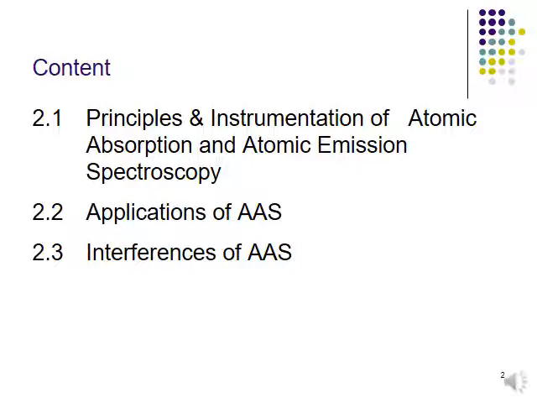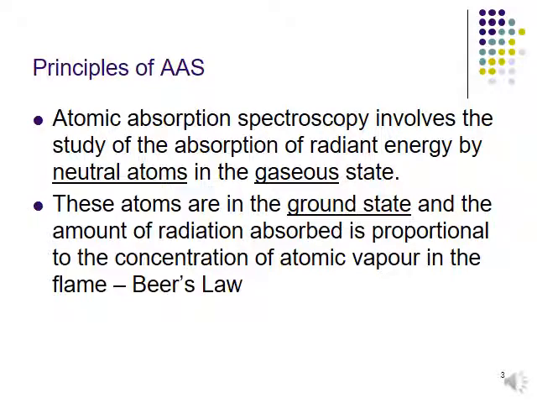So as you can see, there are two different instruments. The first one is atomic absorption spectroscopy, and the other one is atomic emission spectroscopy. For 2.2, it's about the application of AAS, basically widely used in wastewater detection. And the next is 2.3, which tells about the interference of AAS. So we go for the first point in order to understand more about the AAS.